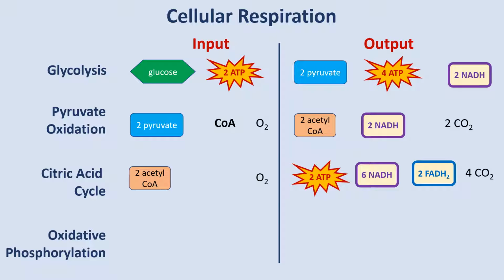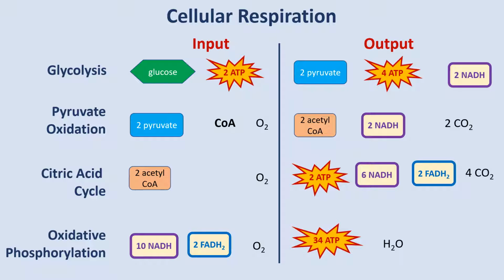And our outputs are going to be 2 ATPs, 6 molecules of NADH, 2 of FADH, and 4 carbon dioxide molecules. And lastly, with oxidative phosphorylation, our inputs are going to be all of the NADH made from the previous 3 reactions, which is 10 NADH molecules, along with the 2 FADH molecules made from the citric acid cycle, as well as some oxygen. And our outputs are going to be about 34 ATP molecules and water.